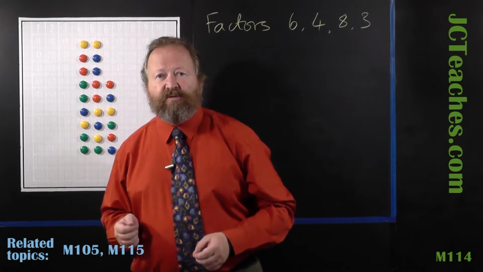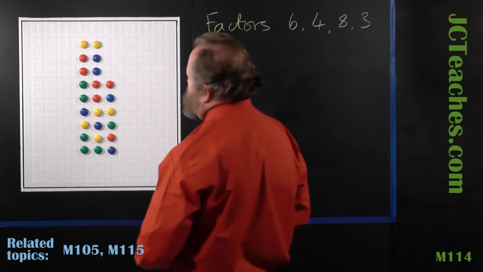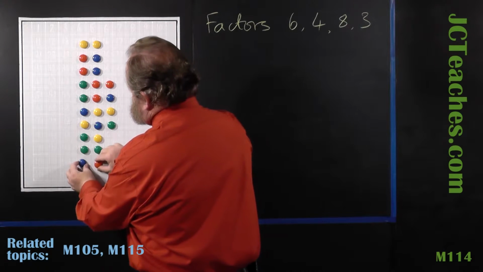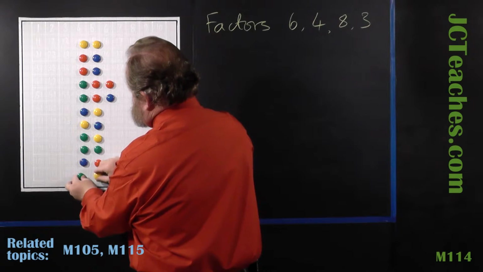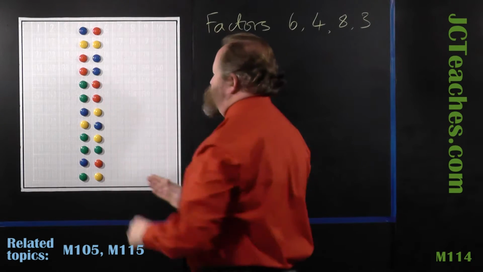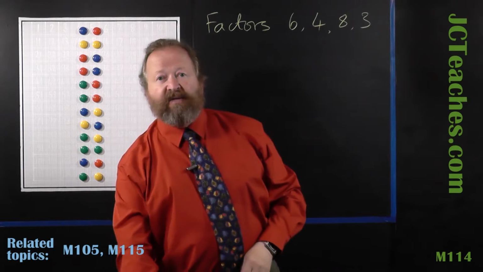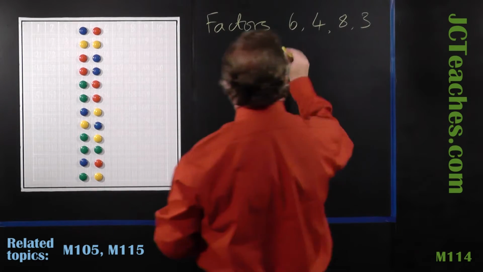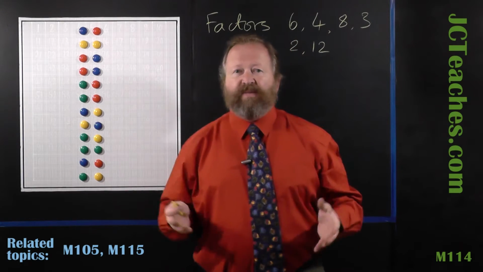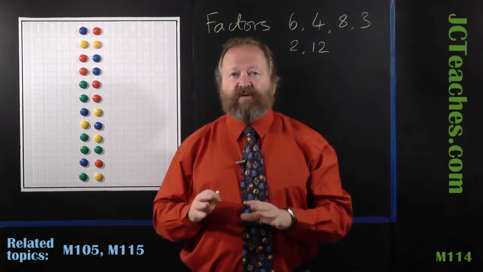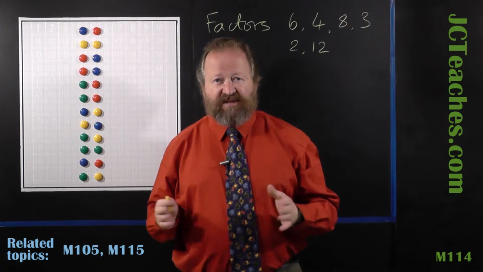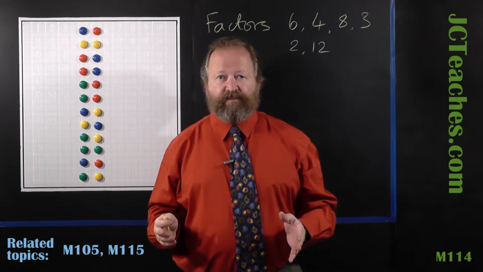We didn't try 2, did we? We could try 2, and you probably know that 2 does indeed go into 24 12 times. So 2 and 12 are the other 2 factors of 24. So a factor is a number that fits into a larger number exactly, with no remainder and no decimal part if you do the division. Okay.